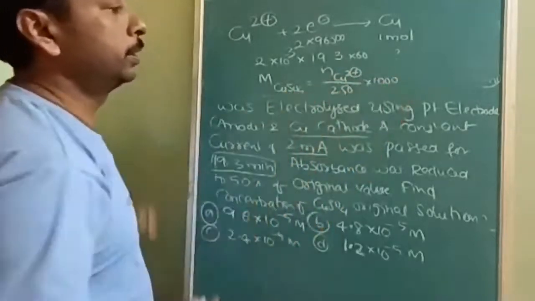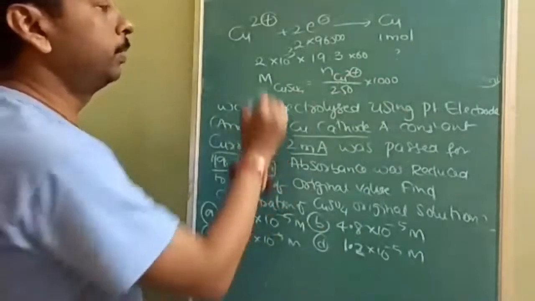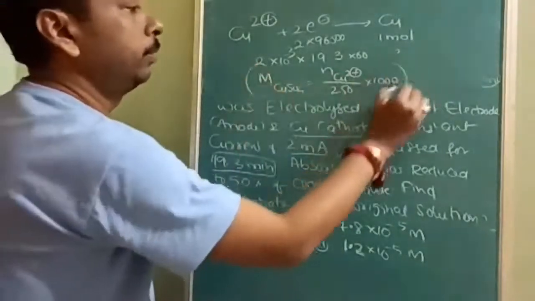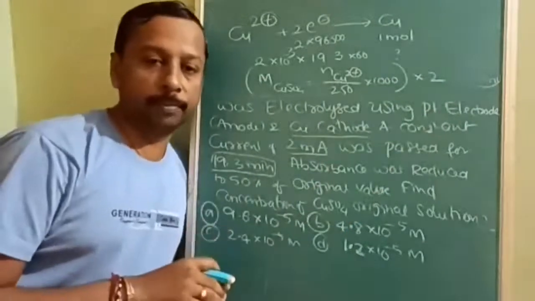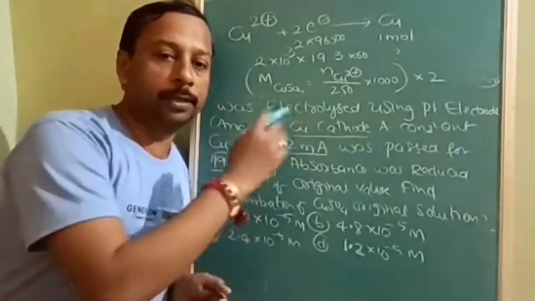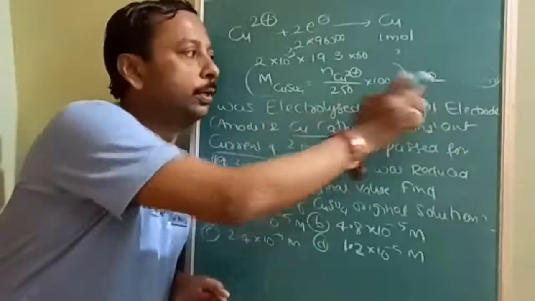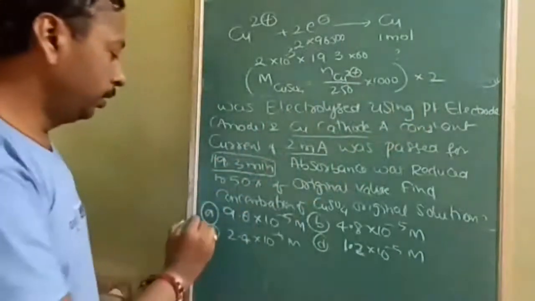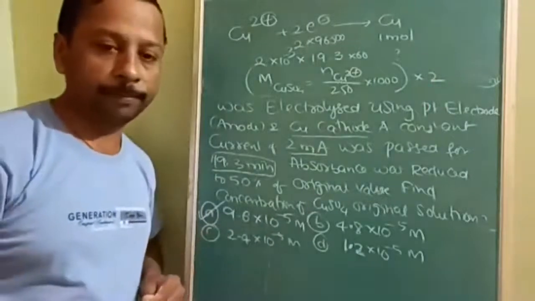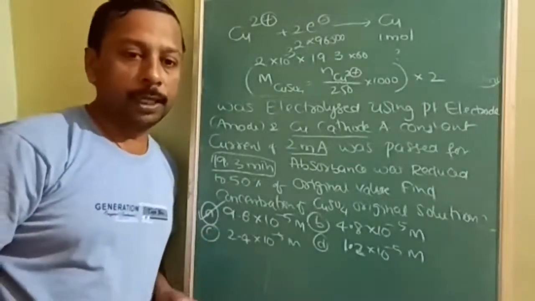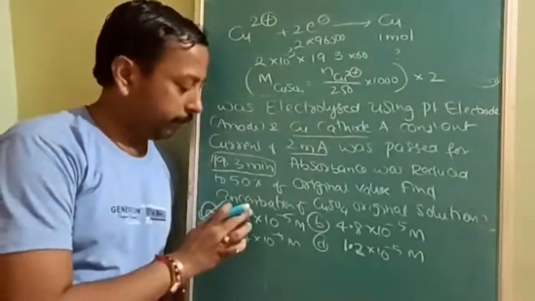This is the copper sulfate that has come out. So what was it initially? Only 50% came out, so initially it will be twice this. Multiplying by 2, you will get 9.6 into 10 to the power of minus 5. What is the answer? 9.6 into 10 to the power of minus 5.